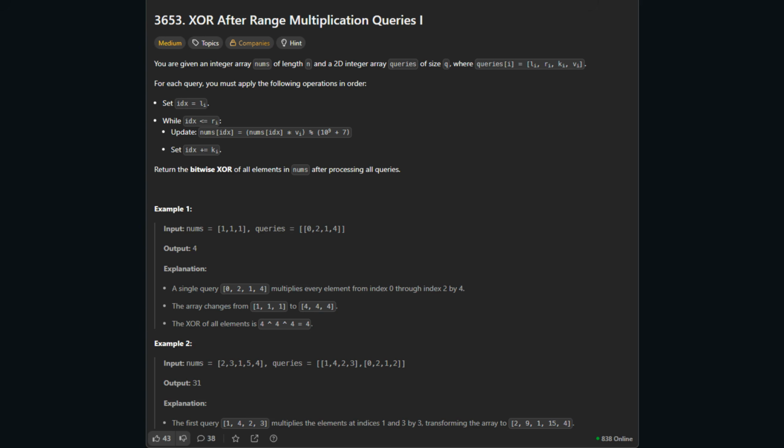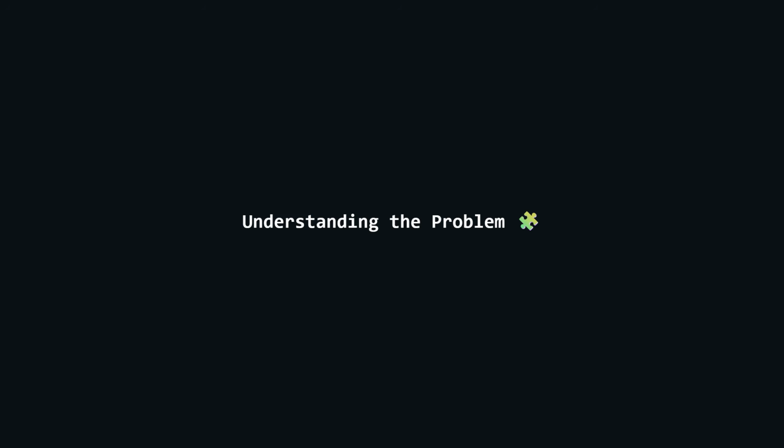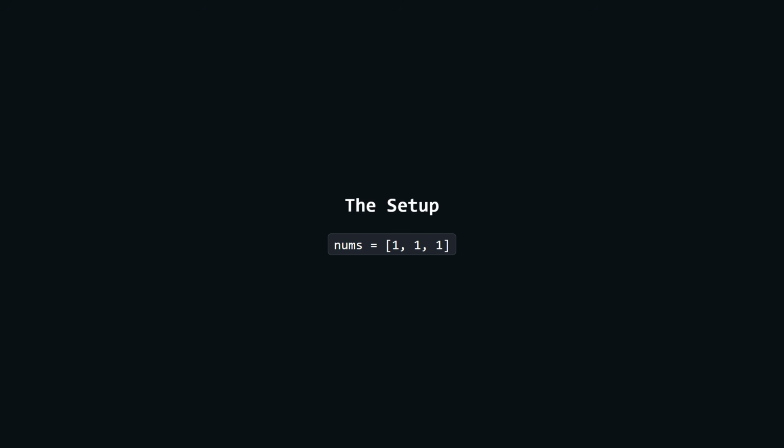Here is the official problem description right off the Leetcode website. It is a bit of a mouthful to read through, so let's just break down exactly what it is asking us to do using some visuals. We start off with a given list of numbers, which we'll call our target array. We are also given a second list containing queries, which are basically just sets of instructions telling us how to modify our target array. Each individual query always gives us 4 specific pieces of information to work with.